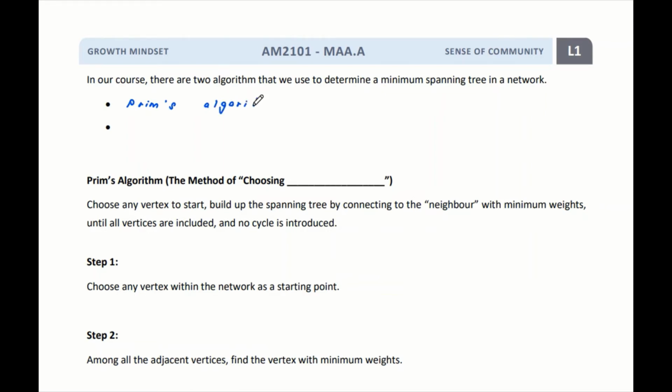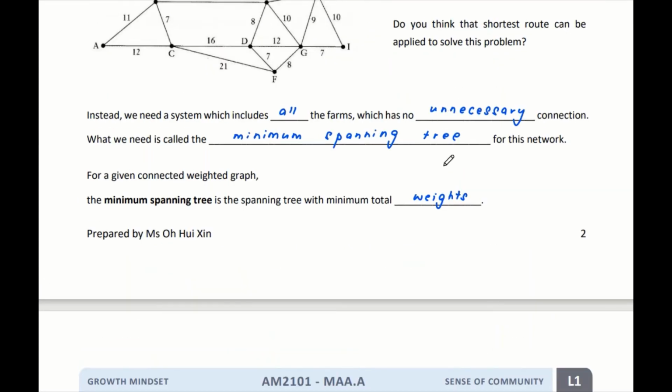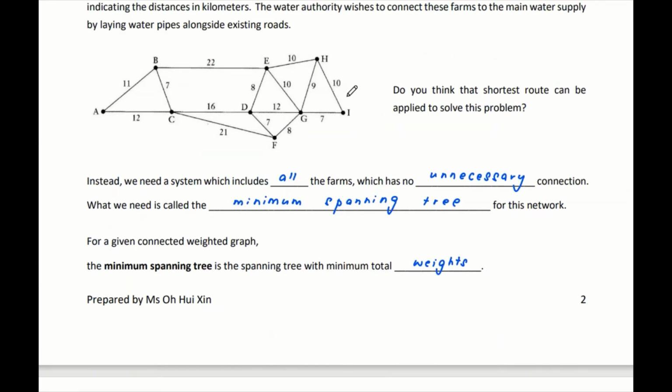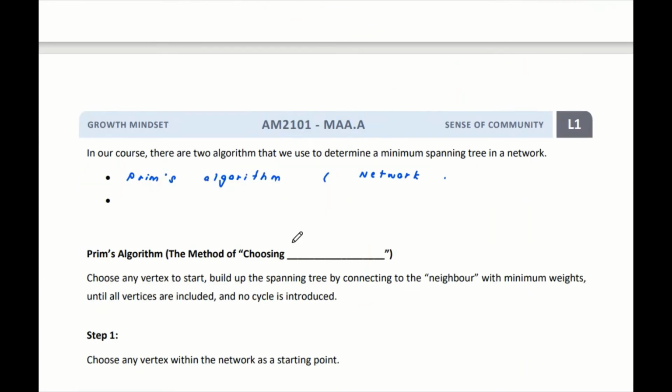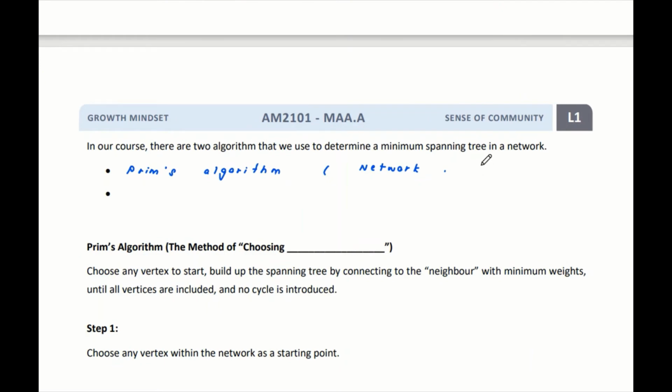All right, so for Prim's algorithm, we are going to look at two different ways to do this. The first one is by looking at it in a network, which means that you have your network diagram like what we had just now in our example. So we can use Prim's algorithm to find out what the minimum spanning tree is here. Then the second one, we are going to apply it in a distance table as well. That is something we are going to look at in Thursday's lesson. All right, so for today, we are going to look at the network diagram only.